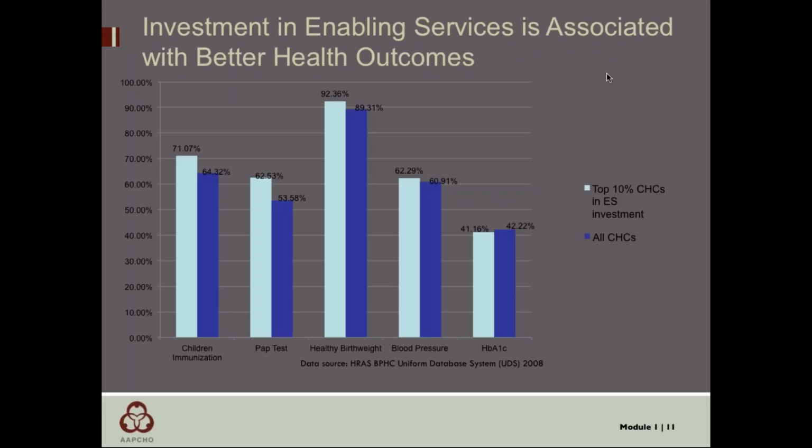There were also overall health center benefits for the health centers that participated in the project, as well as those who've engaged in enabling services efforts since. There have been significant benefits. This data, I believe, is from 2008, yes, and shows that the top 10% of health centers investing in enabling services, so those health centers that were spending more money on enabling services staff and associated costs, had better health outcomes, better healthy birth weights, blood pressure, hemoglobin A1C control, childhood immunizations, PAP tests, lots of better outcomes associated with investment in enabling services.